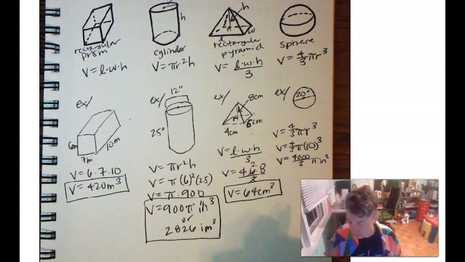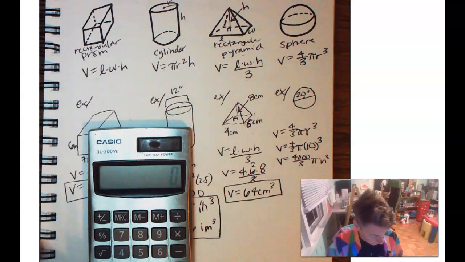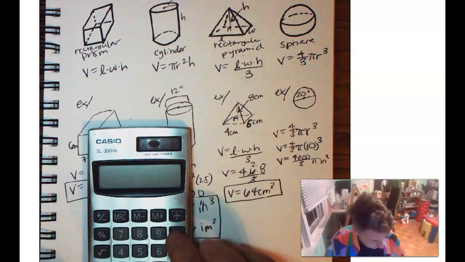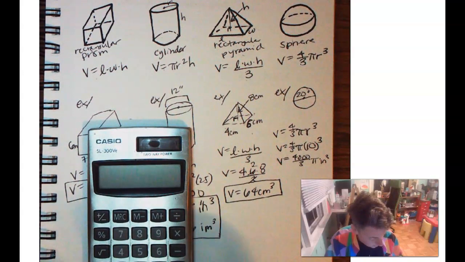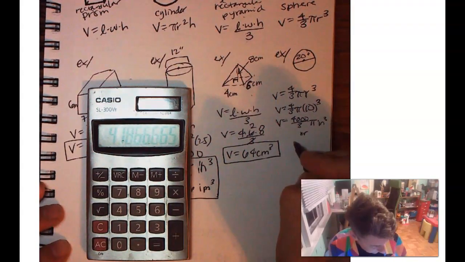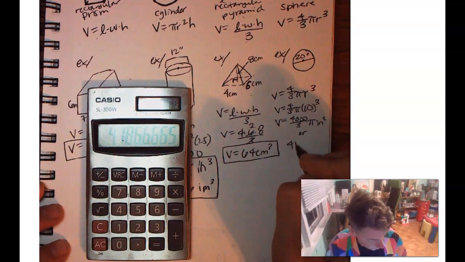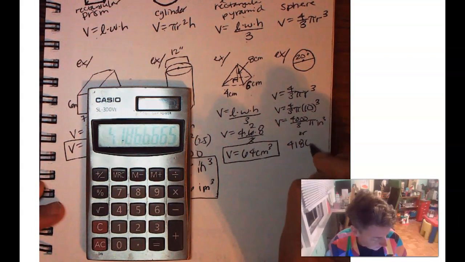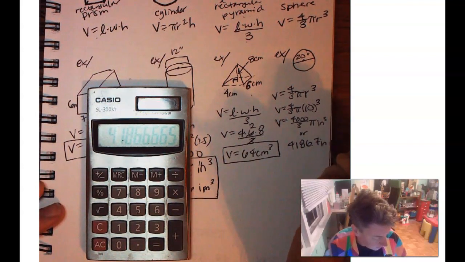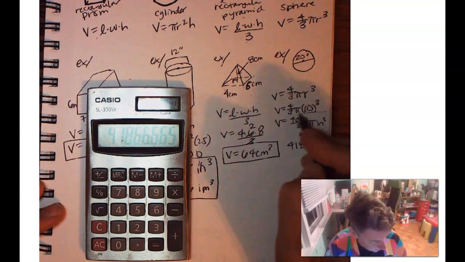Or we could put this into decimal form. 4 divided by 3 times 3.14, or 4,186 point, let's round to the nearest tenth, inches cubed.